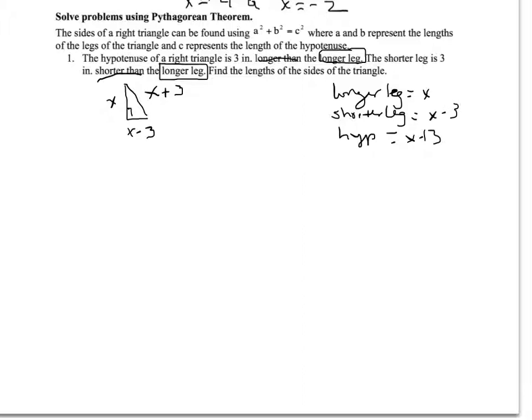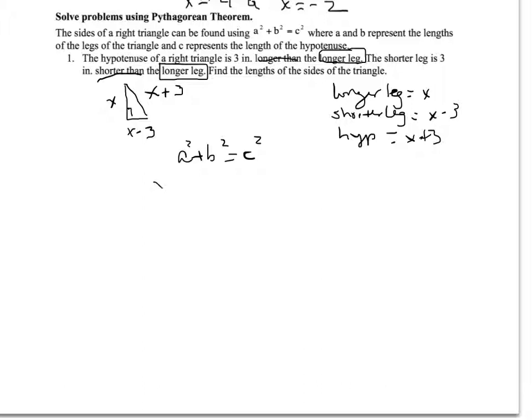So now that we've got our diagram and we've defined the 3 things we are searching for, because notice it says find the lengths of the sides of the triangle, it's time to go to the Pythagorean theorem. A squared plus b squared equals c squared, and we will substitute in. Remember, the hypotenuse is the only one that has to be identified as a particular letter. It will be c. I get to decide which of the other two I want to call a and which one I want to call b.